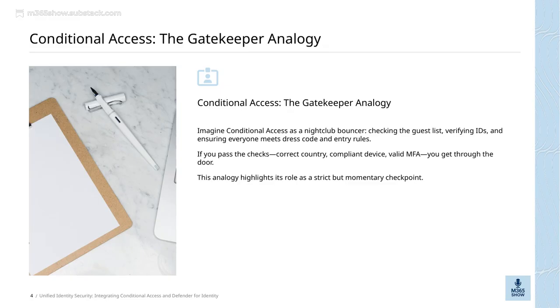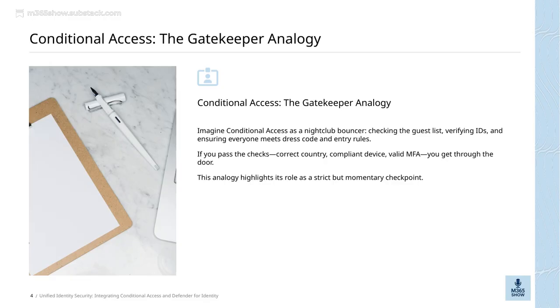Let's talk about conditional access using a simple analogy. Imagine it as a nightclub bouncer. The bouncer checks the guest list, verifies IDs, and makes sure everyone meets the dress code and entry rules. If you pass these checks, such as being from the correct country, using a compliant device, and having valid multi-factor authentication, you're allowed to enter. This analogy really highlights the role of conditional access as a strict but momentary checkpoint. It's not about blocking permanently, but about ensuring the right conditions are met at the right time to maintain security.